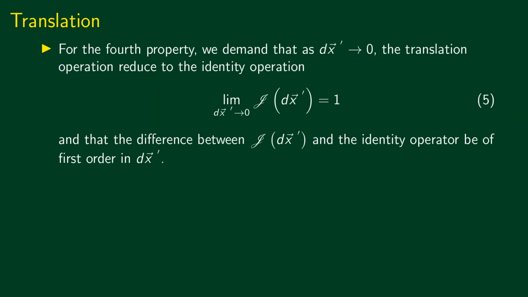For the fourth property, we demand that as dx vector prime tends to 0, the translation operation reduces to the identity operation. That is, limit dx vector prime tends to 0, J of dx vector prime has to be equal to 1. Now, this is understandable. If I am taking dx vector prime tends to 0, that means that I am not making any translation at all. I am not moving the system at all. Then the translation operator is nothing but the identity operator because you are not changing it at all.